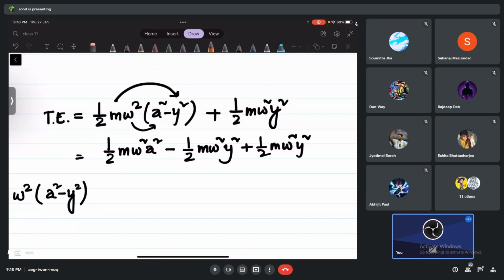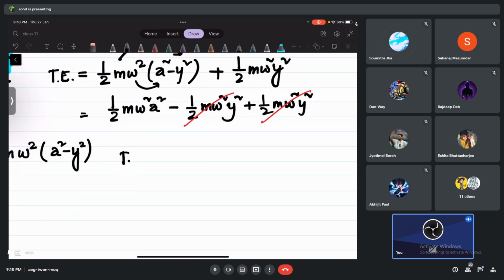Do you agree that these two will cancel or not? Check this and this. Yes, sir. So what is the total energy equal to? Half m omega square a square. Now the only thing I want to ask you, look at this.